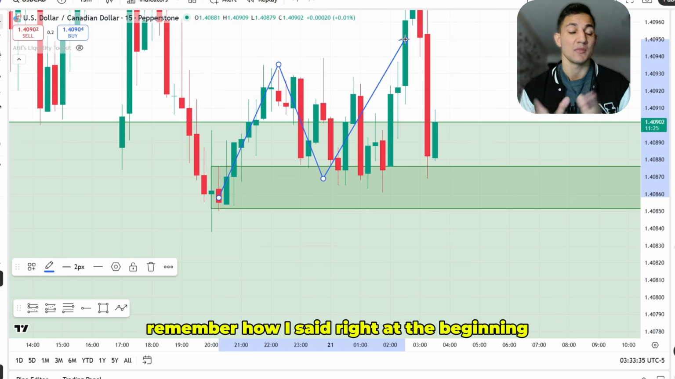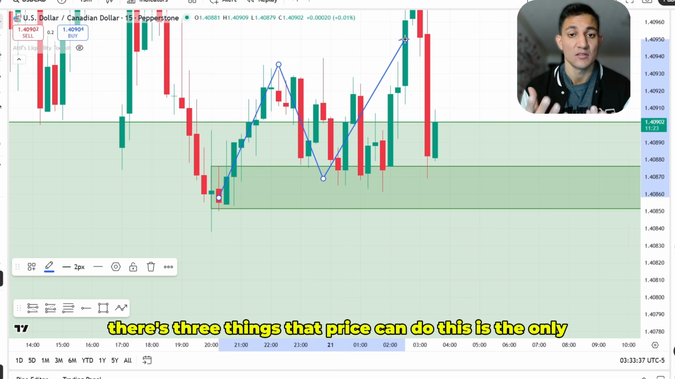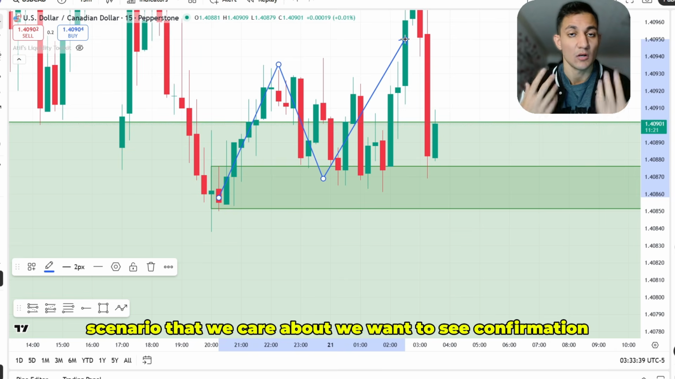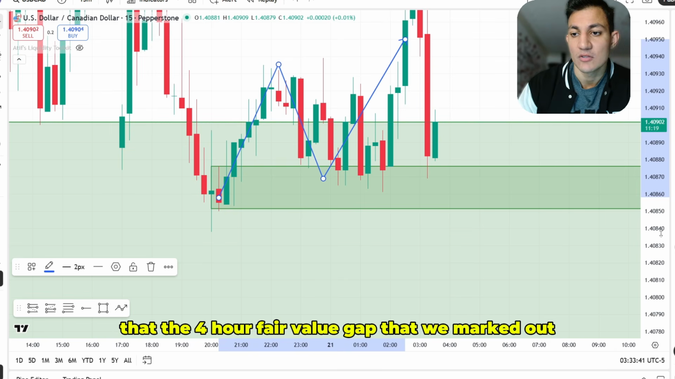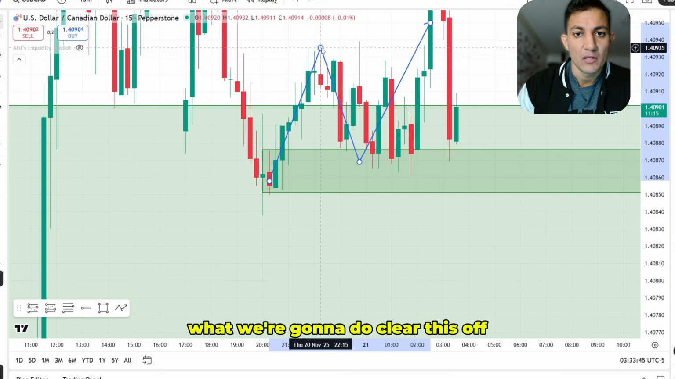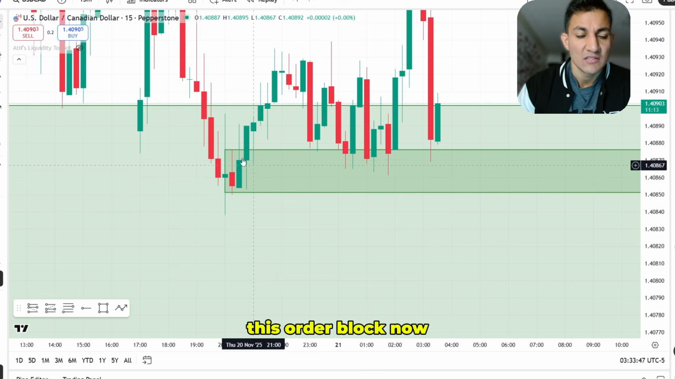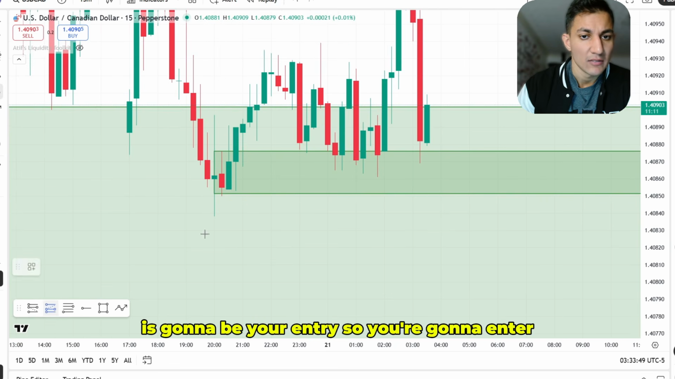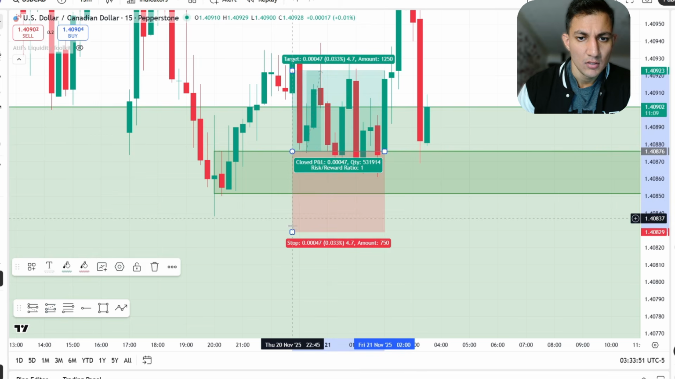Remember how I said right at the beginning, there are 3 things that price can do? This is the only scenario that we care about. We want to see confirmation that the 4-hour fair value gap that we marked out at the beginning is actually going to hold. So what we're going to do, clear this off. This order block now is going to be your entry. So you can enter on the order block.